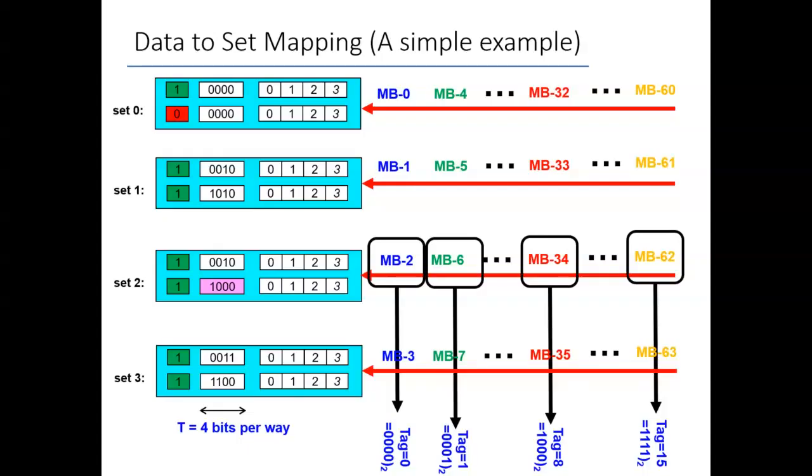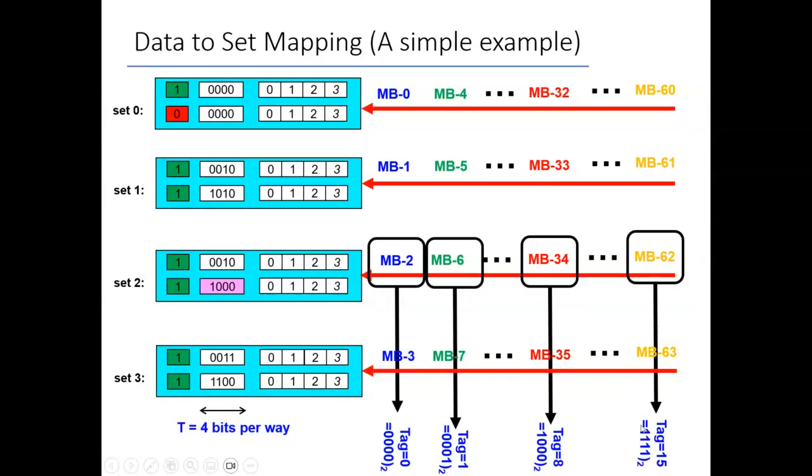And how many blocks can be mapped to a particular cache set? It is 2 to the power of T. And what is T here? T is now 4, so 2 to the 4 is 16. So the minimum tag bits will be 0000, and the maximum tag bits are 1111. Any question?